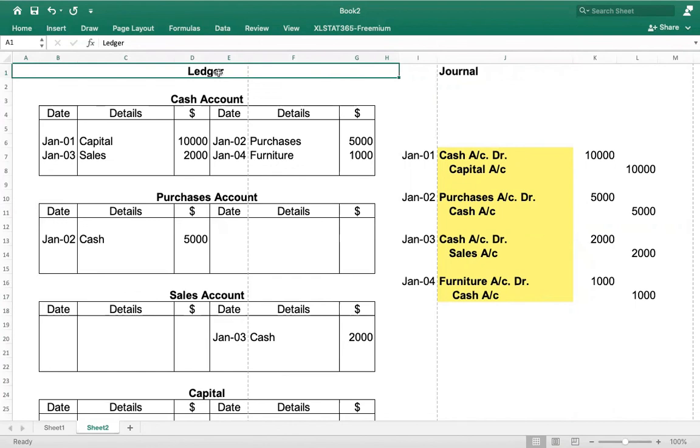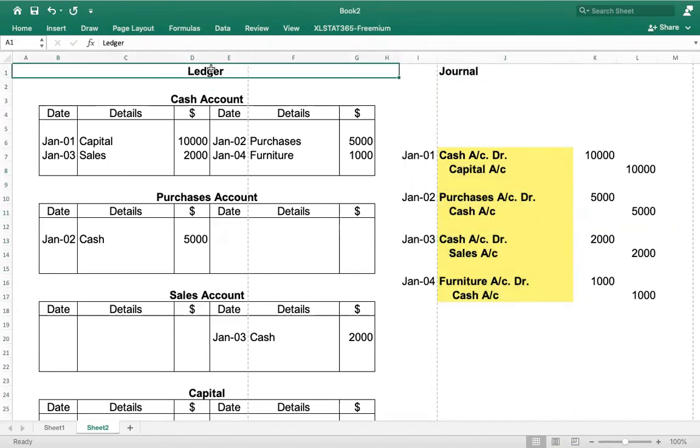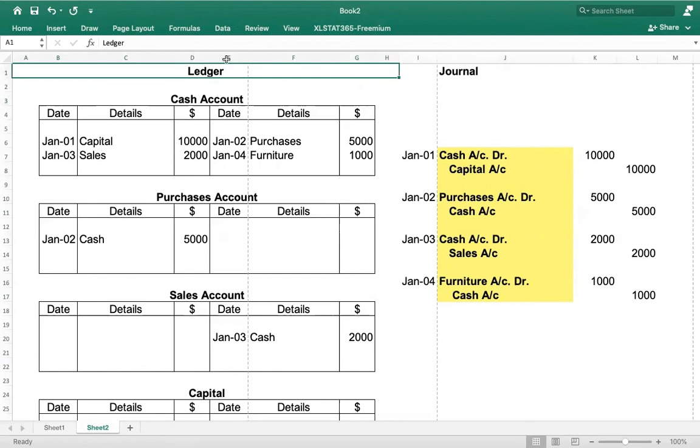Now see what is the use of ledger. I have transferred the journal entry from journal to ledger. That is known as posting. Posting is done. Now what is the benefit? So now I am telling you the use of ledger. The ledger will help us find important information quickly without wasting any time.